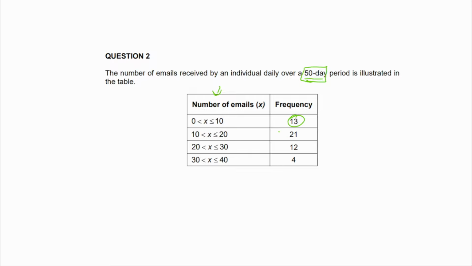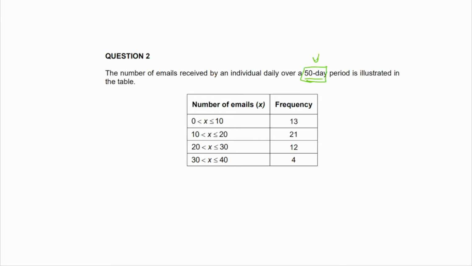Let's be careful here. It's not saying that they got 13 emails, right? What it's saying is on 13 days they got between 0 and 10 emails. We need to understand it, because if you add all these frequencies, you will get 50, because we did this over 50 days. For example, for 21 days, they got between 10 and 20 emails. If they got 17 emails in a day, then they would add 1 to this frequency. So make sure that you understand the table and what's happening with the data before you go into the questions.